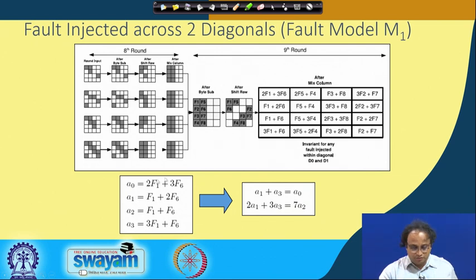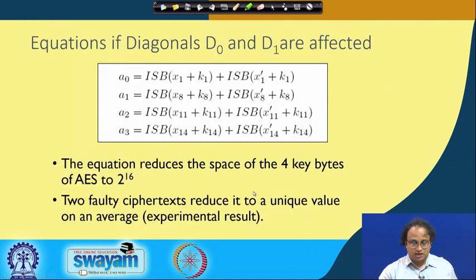As previously, you can now relate a0, a1, a2 and a3 by these 2 equations, and that would imply that you are reducing the AES key size to 2 power of 16. There are 4 key bytes involved here, and because of this entropy reduction, it is reduced to 2 power of 16 values because you have 16 bits of entropy. But then there are 4 key quartets. So that means that the total key size now diminishes to 2 power of 64.